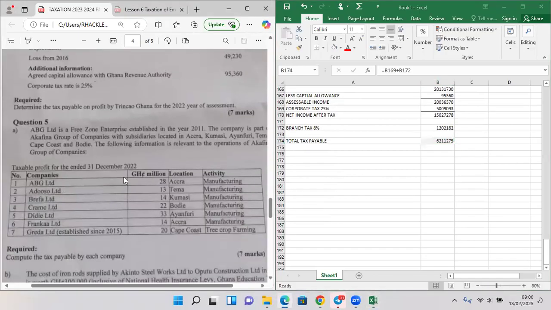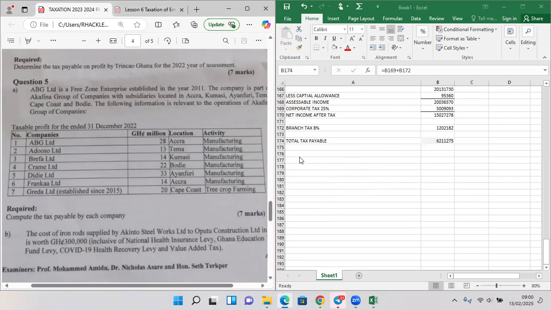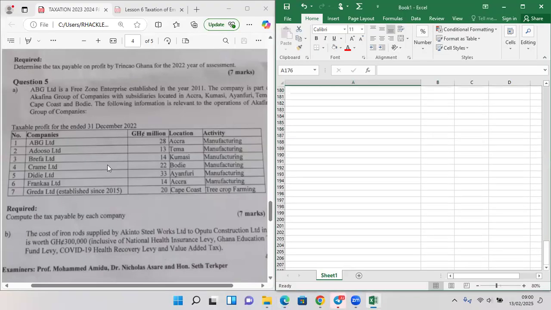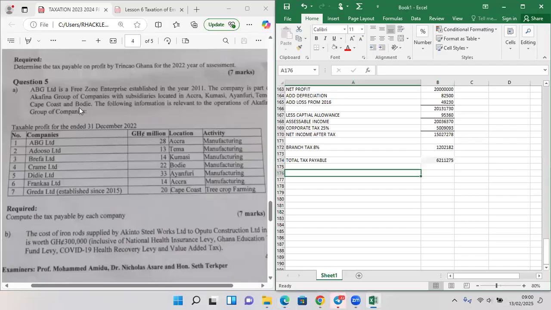And let's go to question 5. In 2 hours, if in exams for 2 hours, you are on question number 5, it's okay. I have 1 hour to finish one. So the requirement is to compute the tax payable by each company.